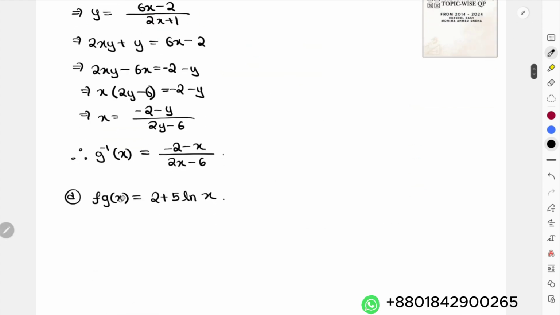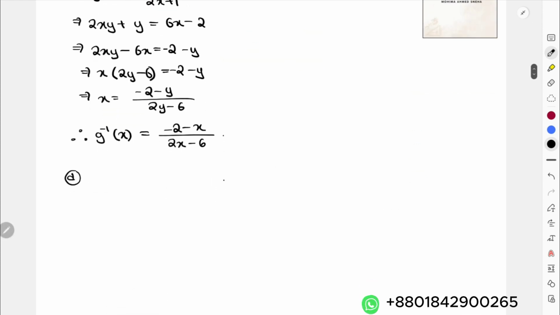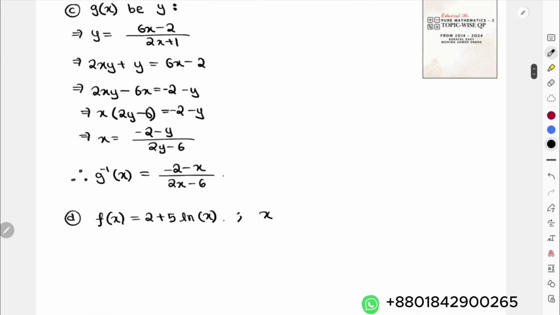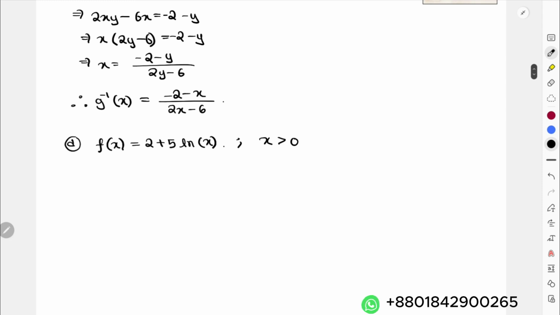Okay, in this question I was not supposed to find the f of g(x) over here. I'm just going to find out the range of fg(x), but not actually find out the equation. We don't have to find out the expression for fg(x). So if I start with f over here, that was 2 plus 5 ln x, and it was stated somewhere here that the domain of this was x greater than 0. Okay, x greater than 0.